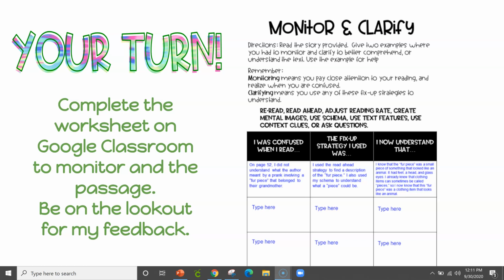I put my example in here from page 52 to help you, and I want you to give me 2 examples of when you were confused, the fix-up strategy you used to help, and what you now understand.